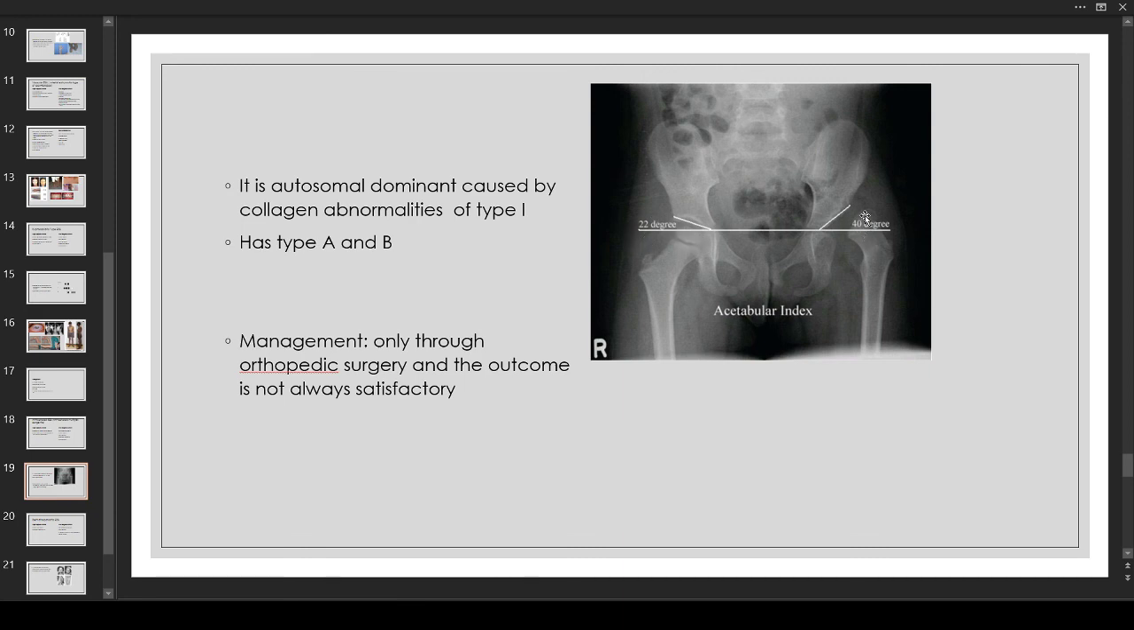Here, it is dislocated from the socket and only correctable by orthopedic surgery. Outcome is not always satisfactory, and that is due to the degenerative arthritis of the hips and the other joints that most likely are going to develop.